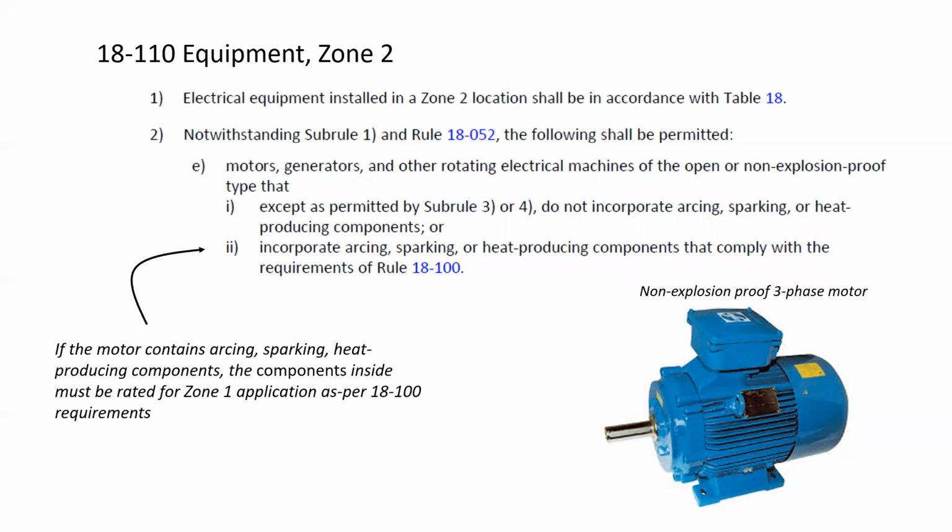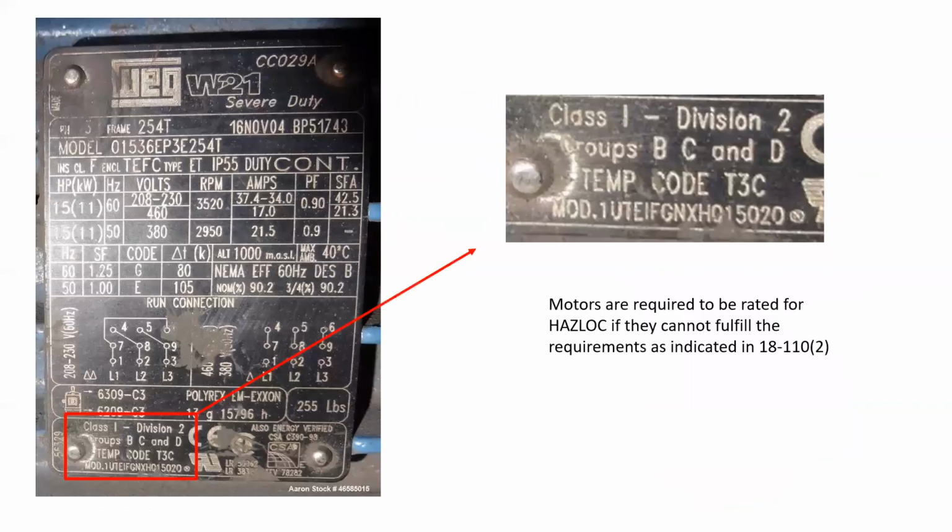Now, there are some caveats to this, obviously, except as permitted by 3 and 4. They can't incorporate arcing, sparking, or heat-producing components. So a three-phase motor would be okay. There are no brushes, but a wound rotor motor or, let's say, a single-phase motor, all of those would have brushes and centrifugal switches, which could cause sparking. If the motor contains arcing, sparking, or heat-producing components, the components inside must be rated for Zone 1 application as per 18100. So let's take a look at a few motors here.